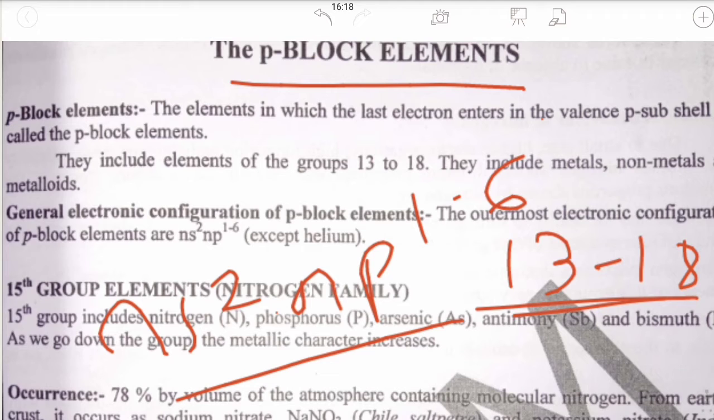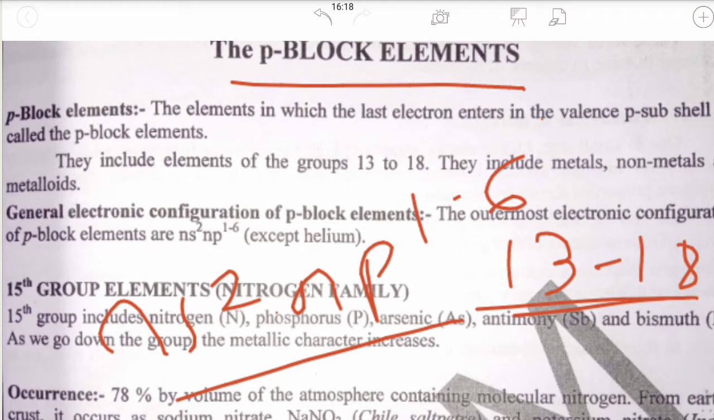The properties of p block elements, like that of others, are greatly influenced by atomic sizes, ionization enthalpy, electron gain enthalpy, and electronegativity. These are some of the properties of the p block elements. Let us understand what p block elements are.